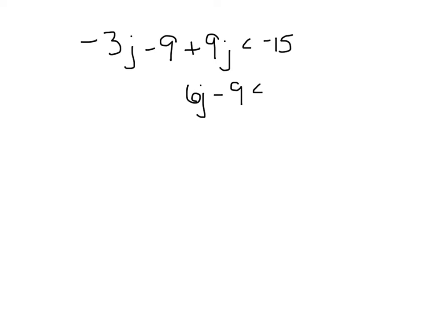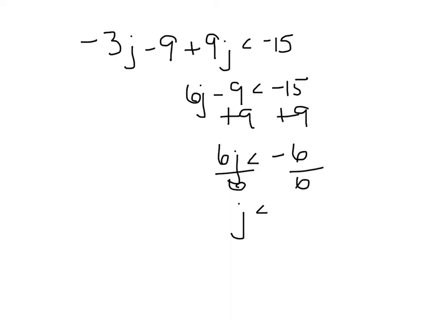And if you did it correctly, number 5 would give you an answer of j is less than negative 1. You should have distributed the negative 3 and got negative 3j minus 9 plus 9j is less than negative 15. Combine negative 3j plus 9j, got 6j minus 9 is less than negative 15. Added 9 on both sides. 6j is less than negative 6. Divide by 6, you get j is less than negative 1.